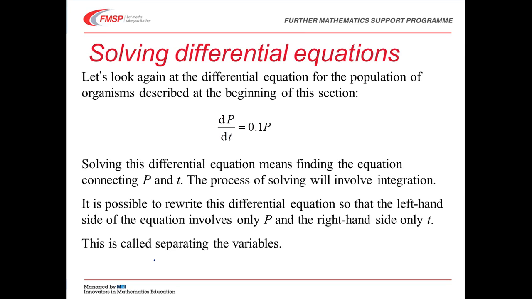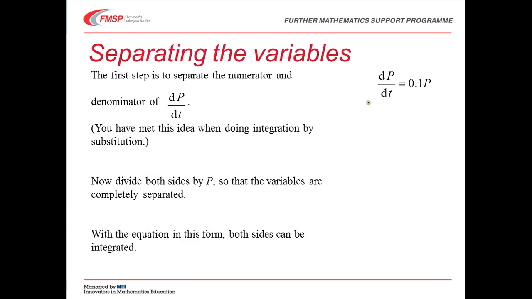Okay, what about solving them? This is the differential equation that we had at the beginning. dp by dt equals 0.1p. What we mean by solving it is finding an equation connecting p and t which doesn't have a derivative in it. So this process is going to involve integration. We can rewrite this differential equation so that the left-hand side involves only p, and the right-hand side only t. This is called separating the variables. Let's see what it looks like.